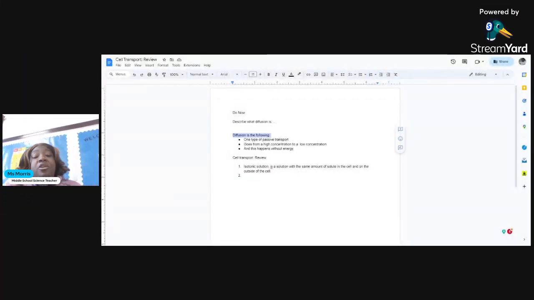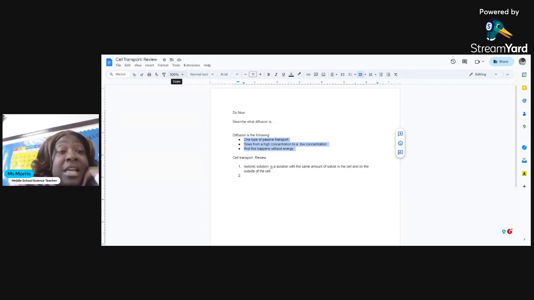I'm going to share my screen. All right. We're going to a Google Doc. I will read the question. So the first question is coming from the do now diffusion, which is the following. One type of passive transport goes from a high concentration to a low concentration, and this happens without energy. All right. These are the three things that you definitely needed to know. I'll highlight them for you. That way you are able to actually recall them as you are studying. All right, there you go.